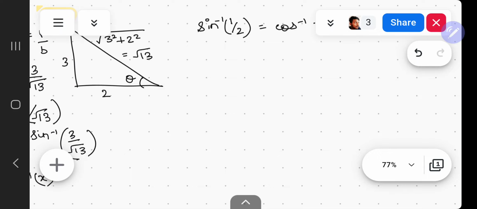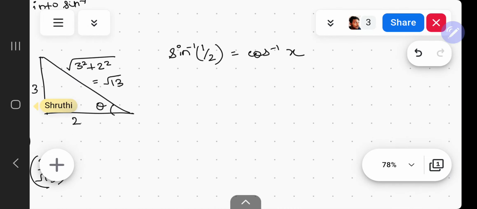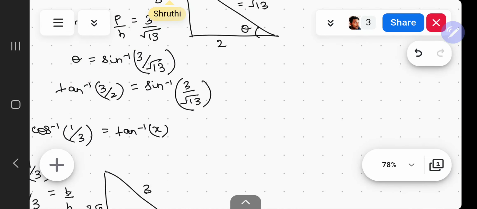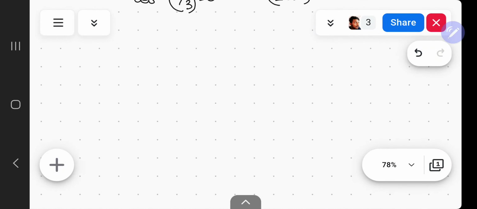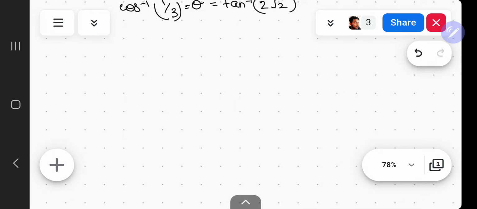Is root 3 over 2. Yes, that's correct. Root 3 over 2. Okay, so we'll discuss some more questions now.